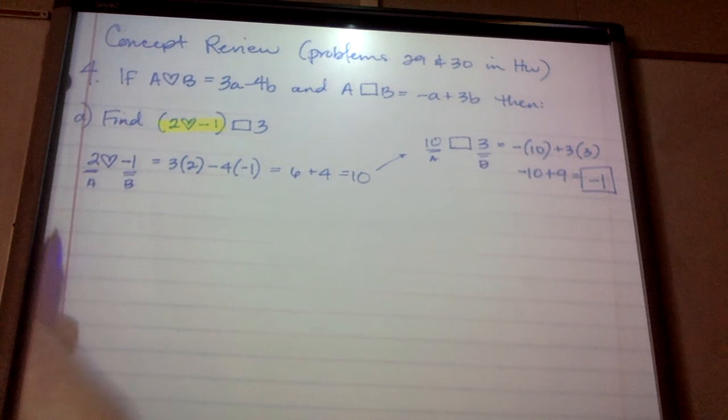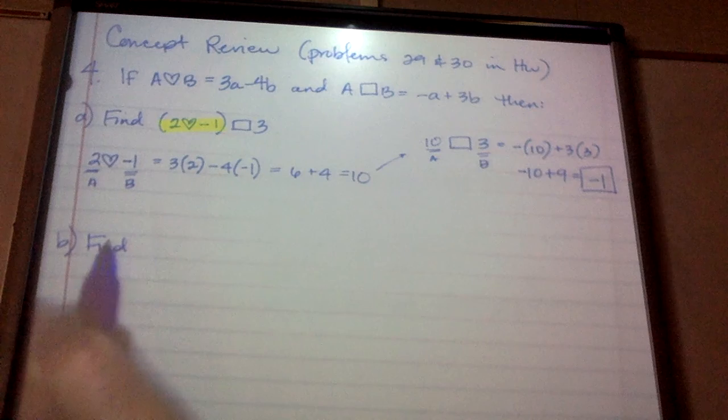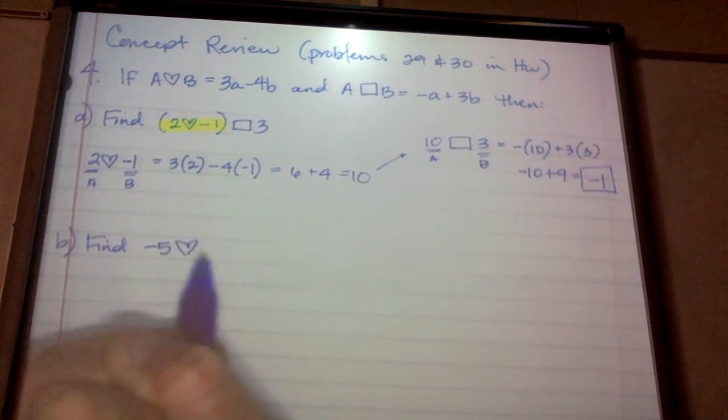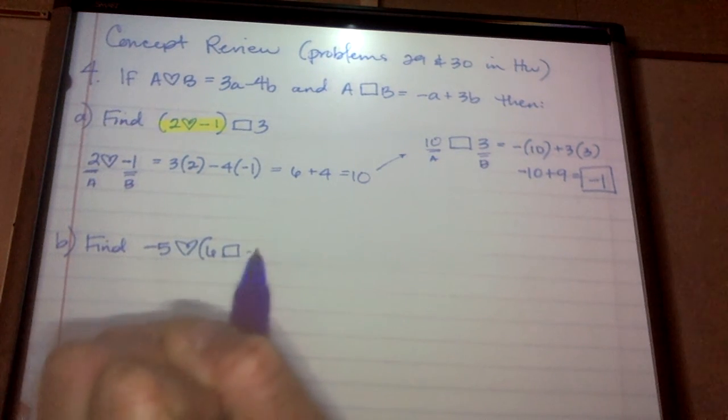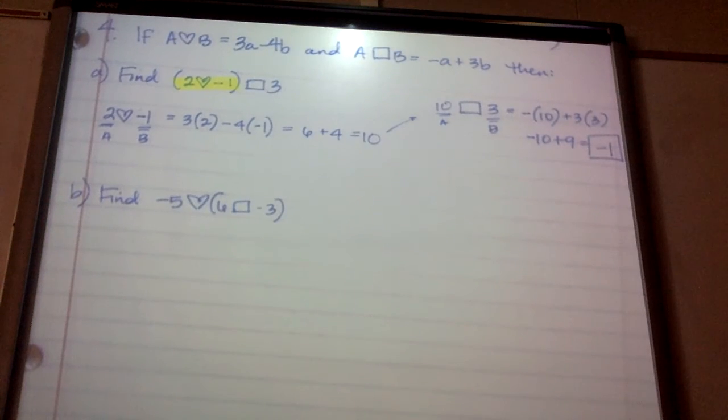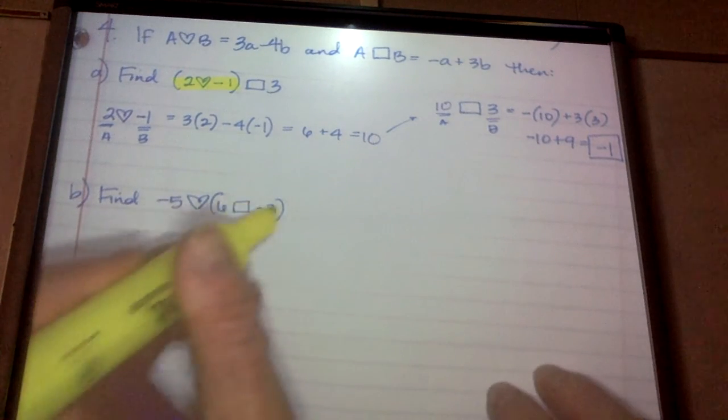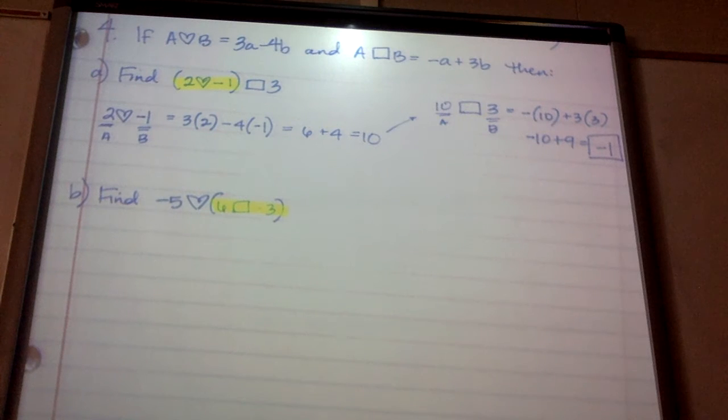In part B, we're going to do one more. Find negative 5, heart, 6, rectangle, negative 3. Okay, again, we're always going to start with parentheses. So think of this as when we worked with functions in Algebra 2. They're just making it kind of crazy with giving us random shapes. But think of it like function notation, like f of x or g of x. The difference is we have two different variables.